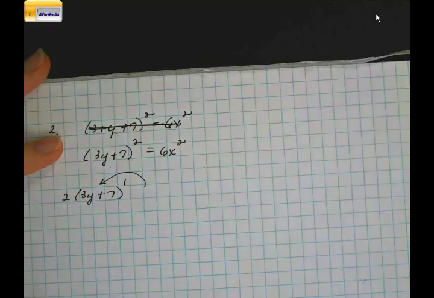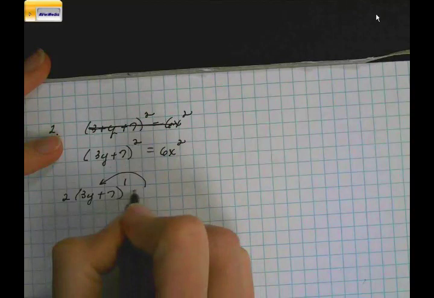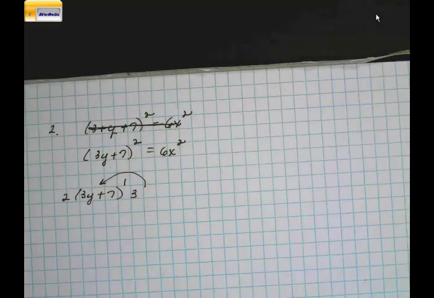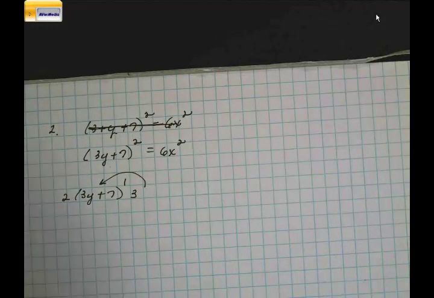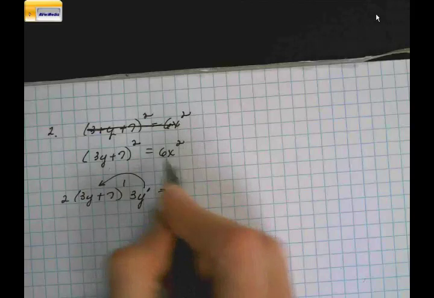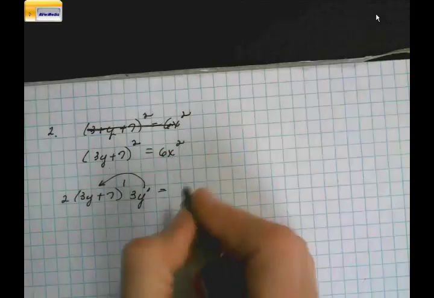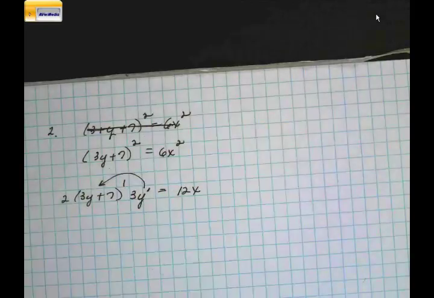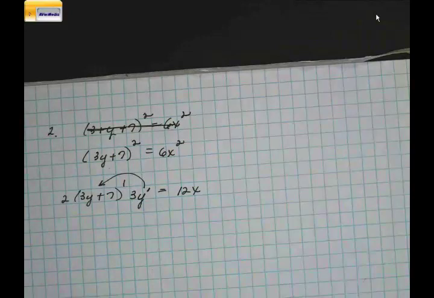Well, the derivative of 3y under implicit differentiation is what? If it was 3x, it'd be 3. But it's 3y, so it's 3y prime. Okay, the derivative on the right side is no big deal. There's no y over there. It's just x, and we're taking the derivative with respect to x, so that's just 12x.